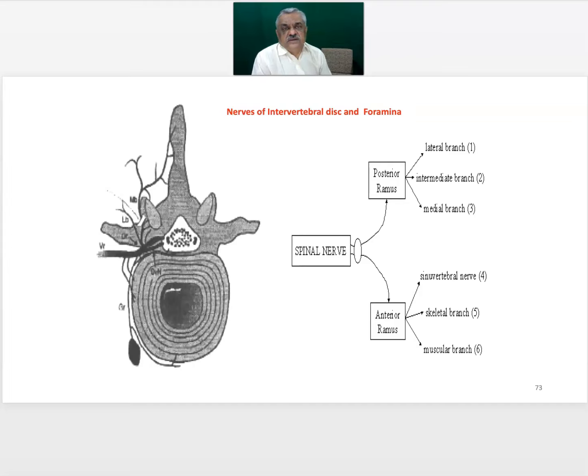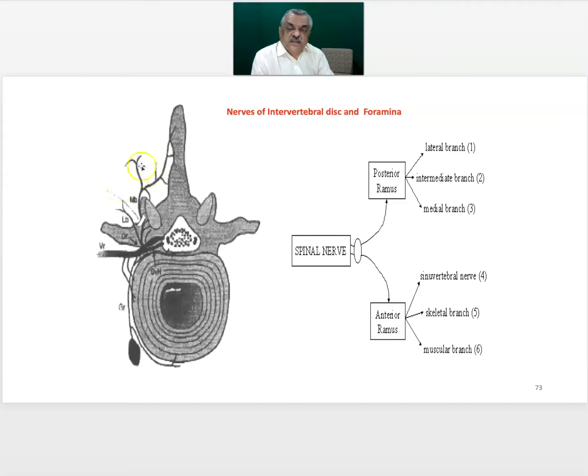Basically, the spinal nerve gives two branches, the posterior ramus and the ventral or the anterior ramus. The anterior ramus gives the sinovertebral nerve, which essentially supplies the posterior annulus, and then it gives the skeletal and the muscular branch. The posterior ramus gives three branches. The medial branch supplies the facet joint, as can be seen here. The nerve supplies the same level facet joint, and the lower level facet joint on the medial side, the same level on the lateral side.